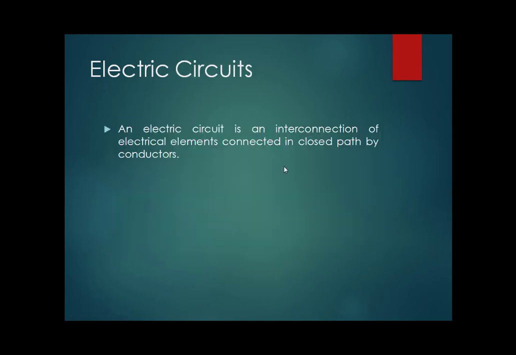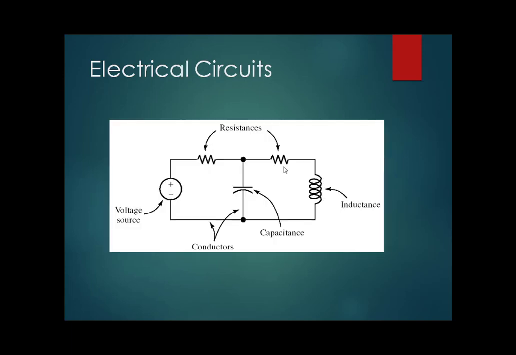So what is an electric circuit? An electric circuit is an interconnection of electrical elements which are connected in a closed path by a conductor. You see it in the previous example. There is a closed path, and different electrical components are connected by using wires. These components are connected with each other in series combination, parallel combination, in closed loop form. This highlighted point is a node, and this is the reference node.